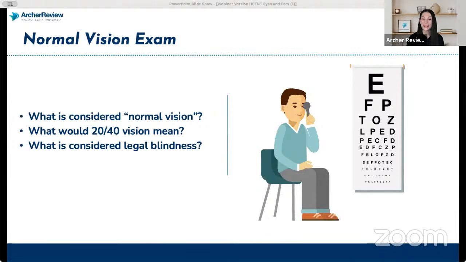And what is considered legal blindness? This is another little tidbit the exams love to throw in there. It's 20 over a big number, definitely larger, much larger than 40. They are not blind at 20/40.